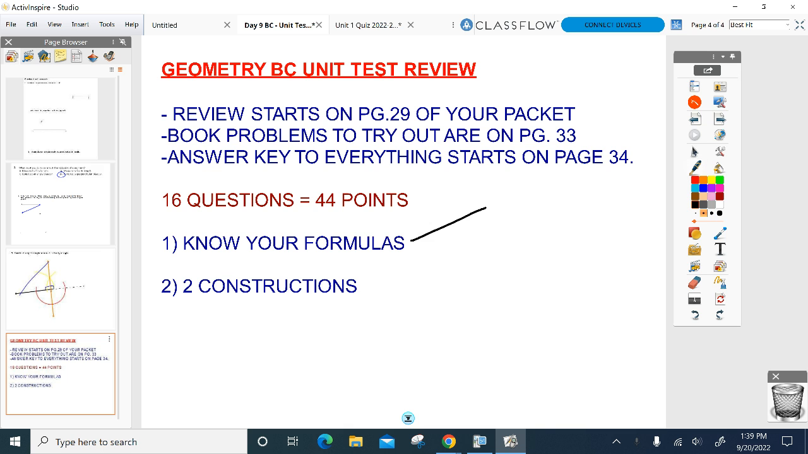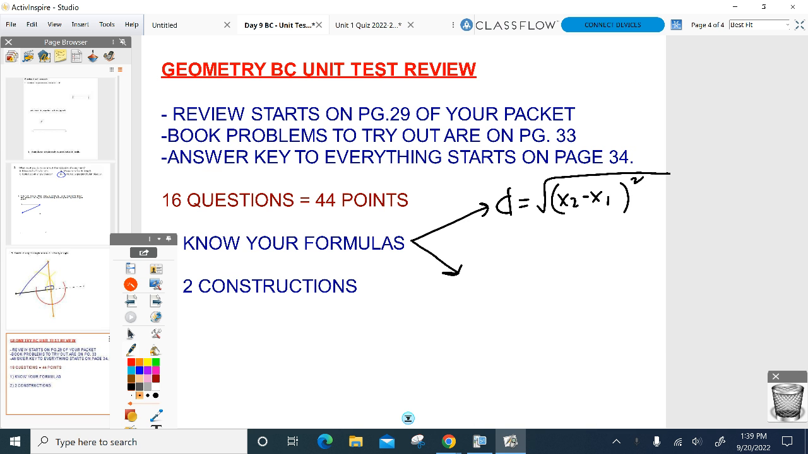No formulas. There's only 2 of them. Here we go. Let's review them one more time. Distance, square root. What's inside the parenthesis? Addition or subtraction? Subtraction. Subtract your x's and do what with them? Square them. And then the same thing with the y's. Subtract them and square them. Distance formula will be on there tomorrow, along with the other formula.